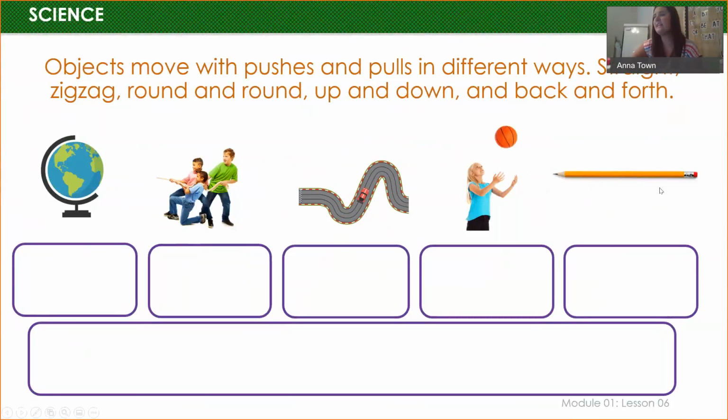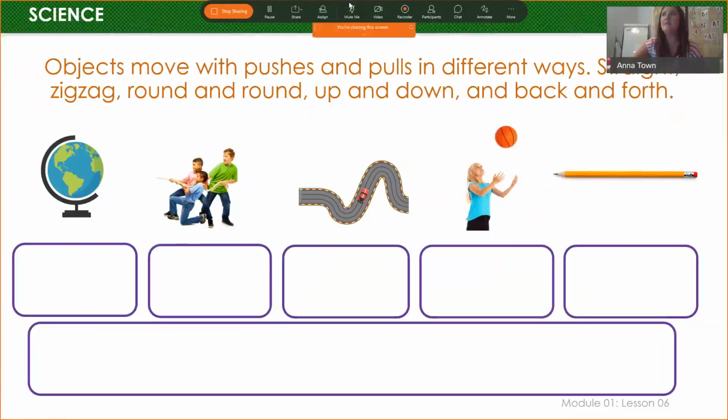Lastly, let's take a look at this pencil. We've talked about two types of lines. What type of line is this pencil demonstrating? It's a straight line. Good job. Okay, boys and girls, that's the end of module 1.06. Don't forget for science, don't forget to take the quiz today.